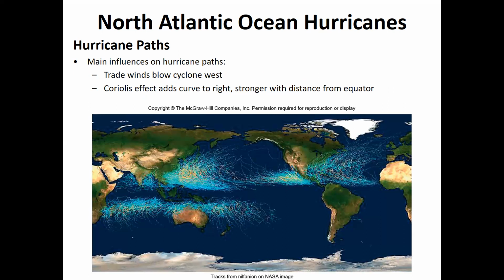So the paths of hurricanes are influenced by several factors, mainly the trade winds. Trade winds blow from east to west in the tropics, and so they blow the cyclones in the northern hemisphere, or everywhere, to the west. Then the Coriolis effect deflects their path to the right in the northern hemisphere, to the left in the southern hemisphere. And as they get further from the equator, the Coriolis effect is stronger, and so it turns them even more.